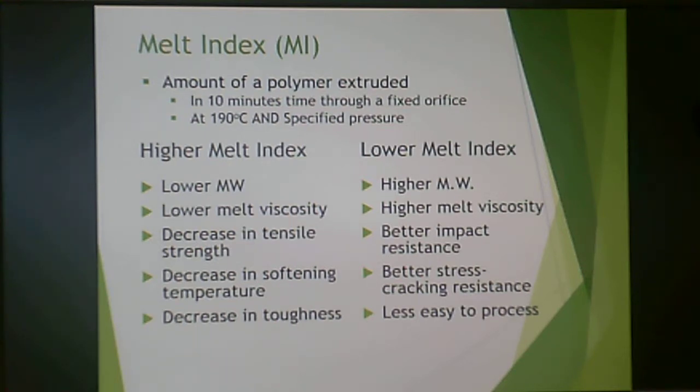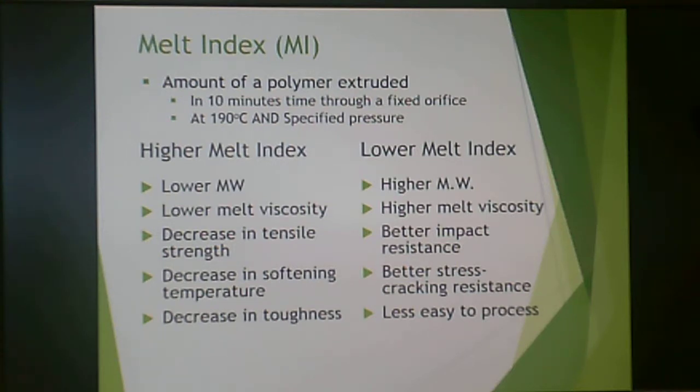And melt index is another important parameter. Now, the definition of melt index is the amount of polymer that can be extruded through a melt indexer. And the typical parameters are how much polymer, in terms of grams, can pass through a fixed orifice in 10 minutes at 190 Celsius and a specified pressure. That is how you measure melt index. So it's grams per 10 minutes are the units that you have on melt index.